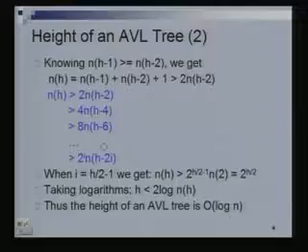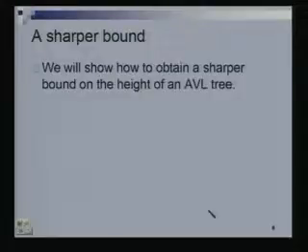So let us try and solve this recurrence slightly better. This is more of an exercise also to show you how recurrences are solved. We did a fairly crude analysis here. We replaced this with n of h minus 2 and then we did this and we got the bound. Let us try and get something better, just as an exercise. So we will show how to get a sharper bound on the height of an AVL tree. The bound we obtained right now was 2 times log of n. Let us see if we can get something better than that.